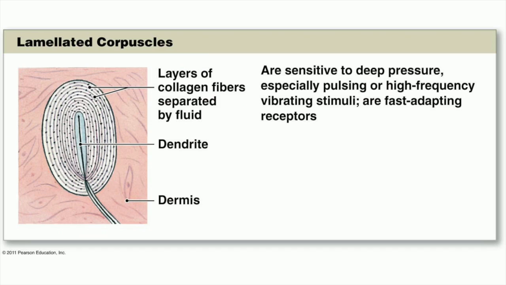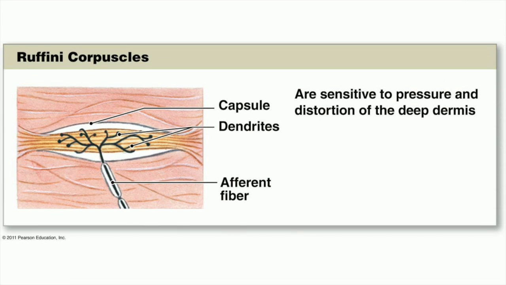We have lamellated corpuscles, which detect deep pressure and vibration. And if you want to know why it's important to detect vibration, watch Jurassic Park. It will let you know if there's a dinosaur sneaking up on you. Also in the skin we have Ruffini corpuscles, which respond to stretch.